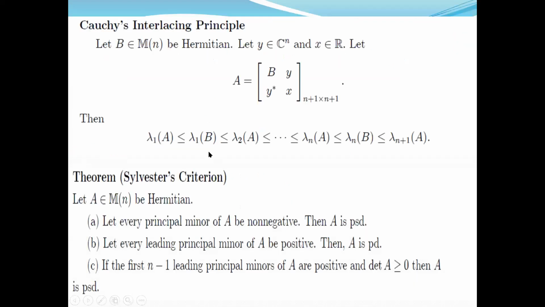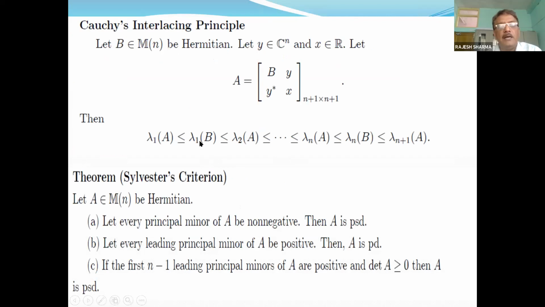Clear this? Yes, sir. Also, to discuss Sylvester criteria, we also need the Cauchy interlacing principle. This says that if B belonging to Mn is Hermitian and y belongs to Cn and x is any real number, then this matrix B has order n, and we have bordered it.